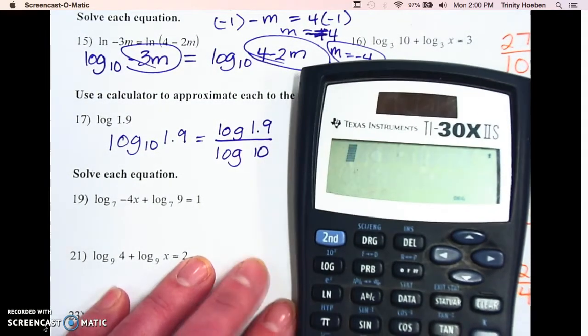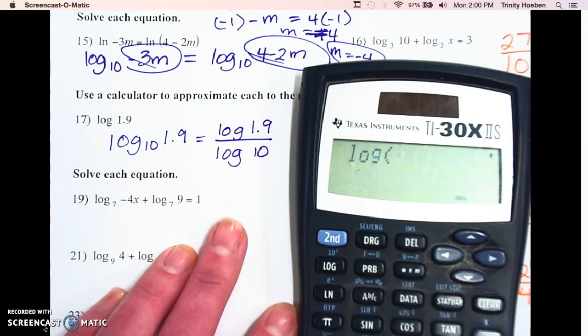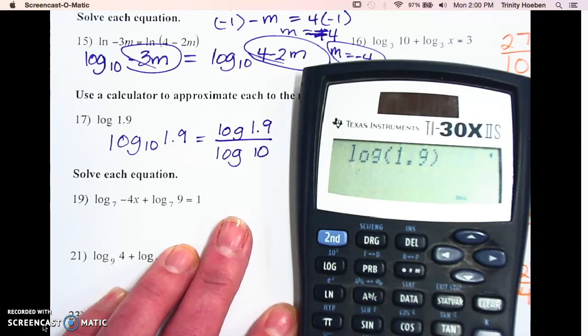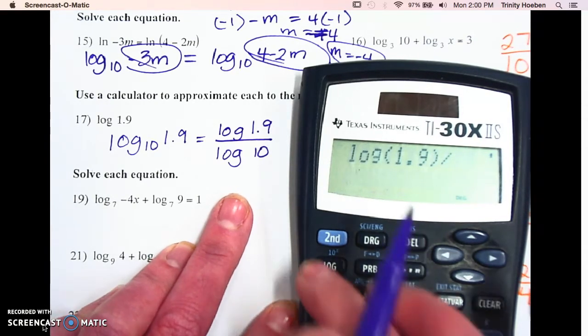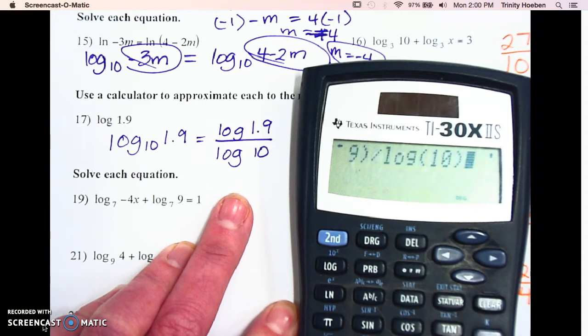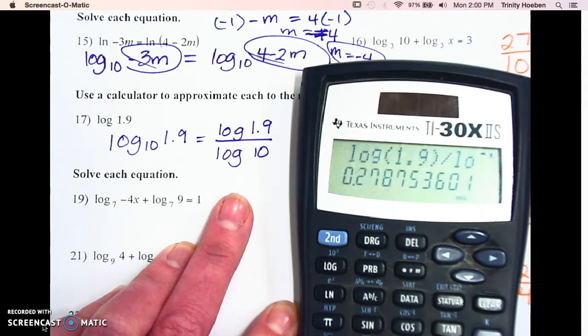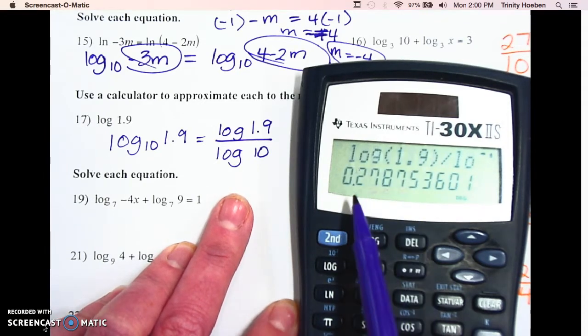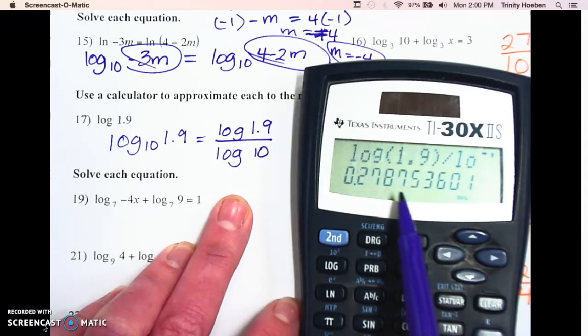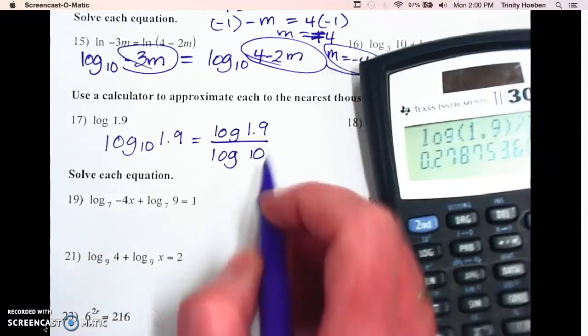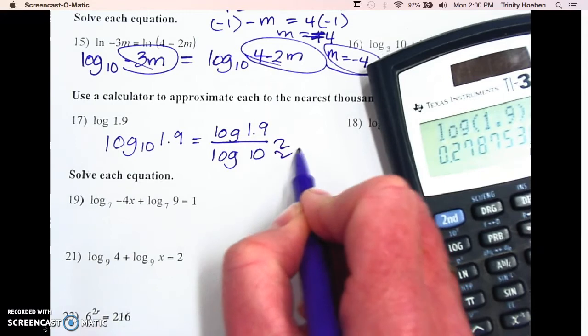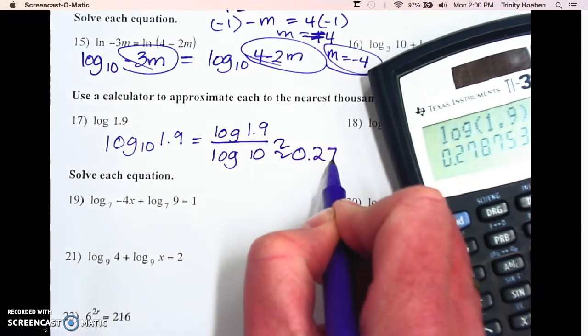So you'd say, hit the log button of 1.9, divide it by the log of 10, hit the equal sign, and you're going to get 0.278, but there's a 7 next to it, so we're going to round it. So it ends up being 0.279.